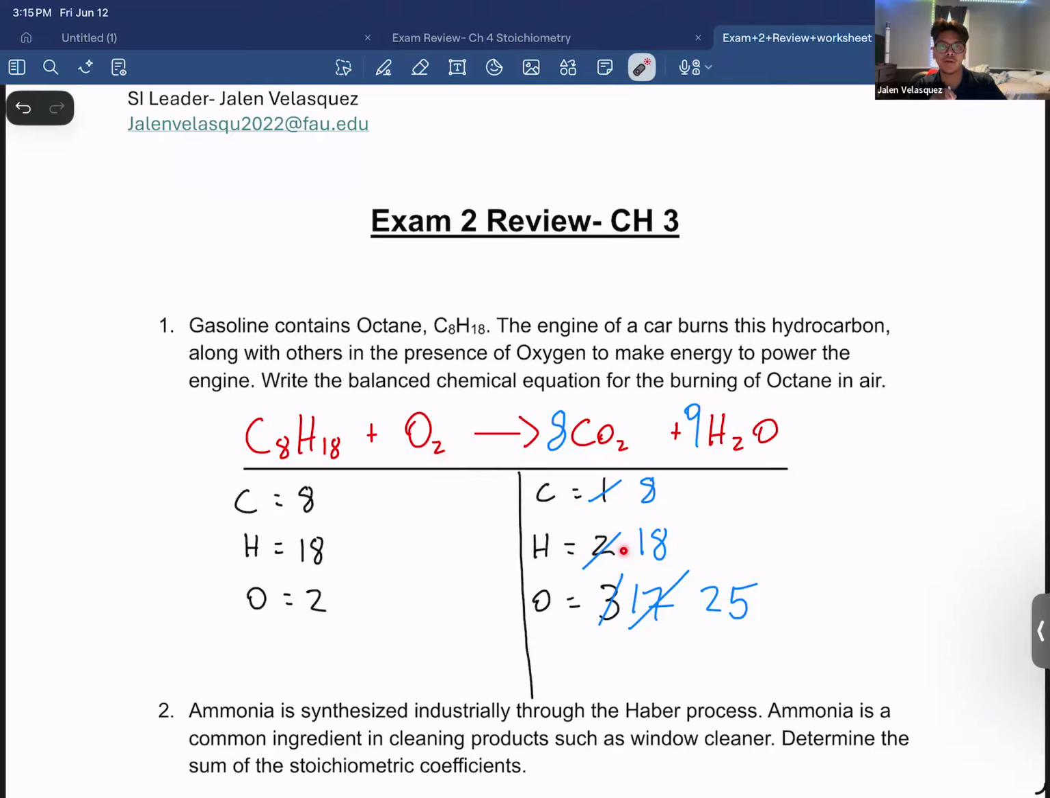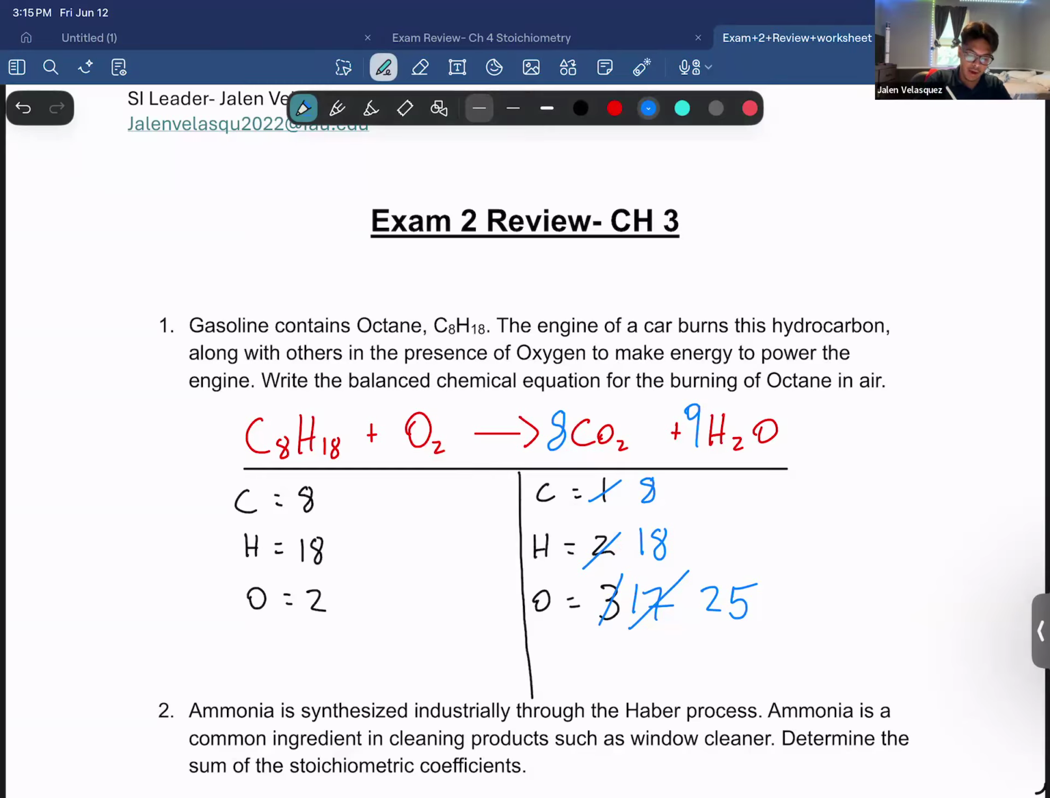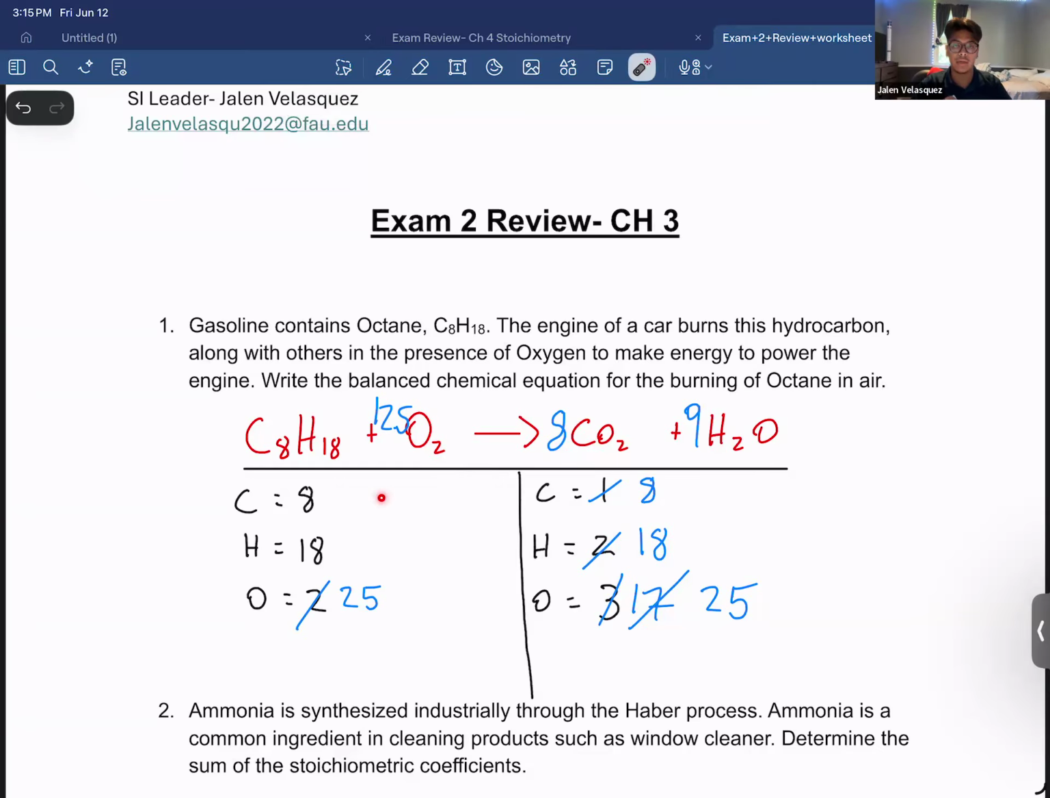So we want something in the middle between 24 and 26. If I multiply oxygen O2, we use 12.5. 12.5 times 2 is 25, so now that gives me 25 oxygens, and our number of elements on each side is now balanced. Now, is this my final answer? Can I leave the balanced equation like this? The answer hopefully is no.